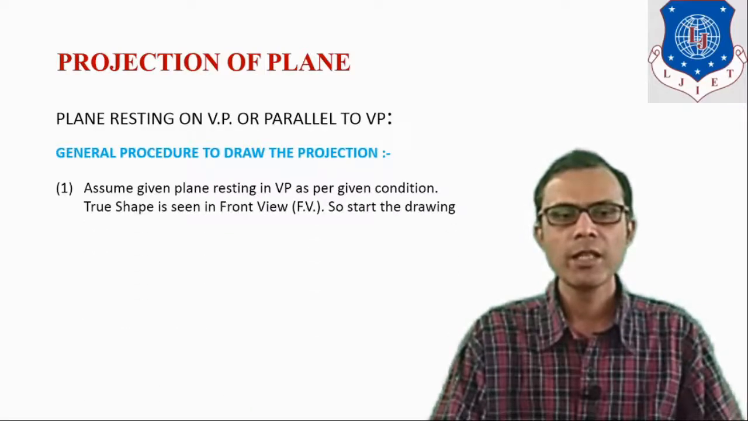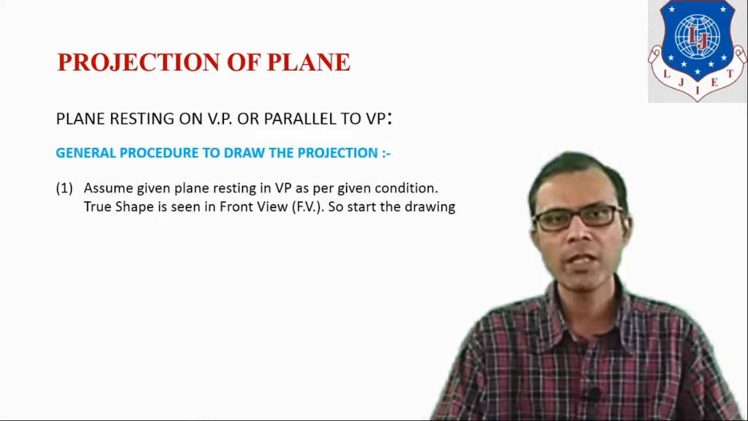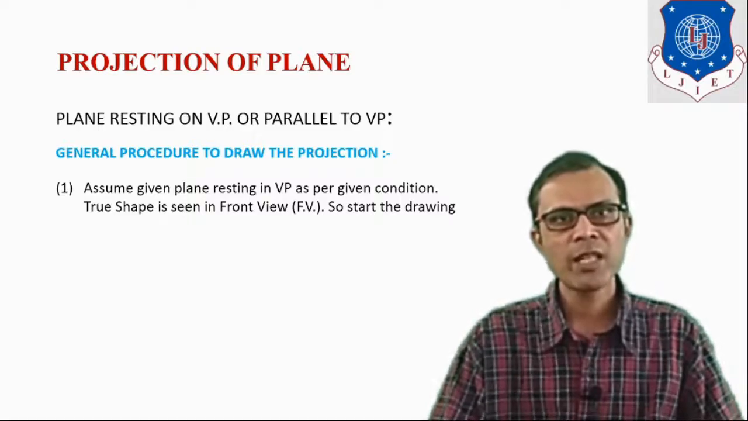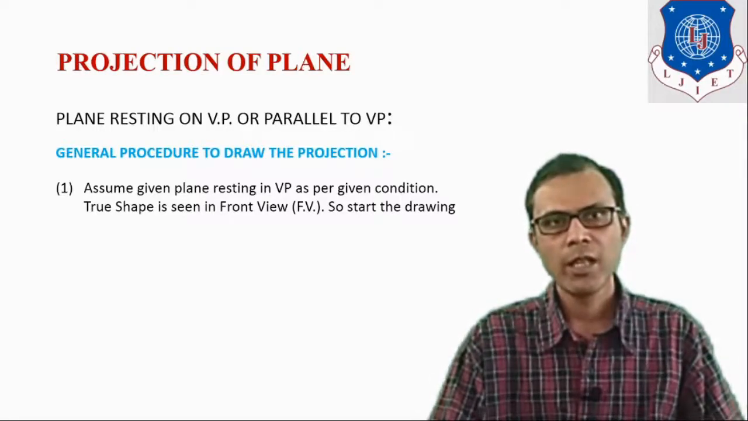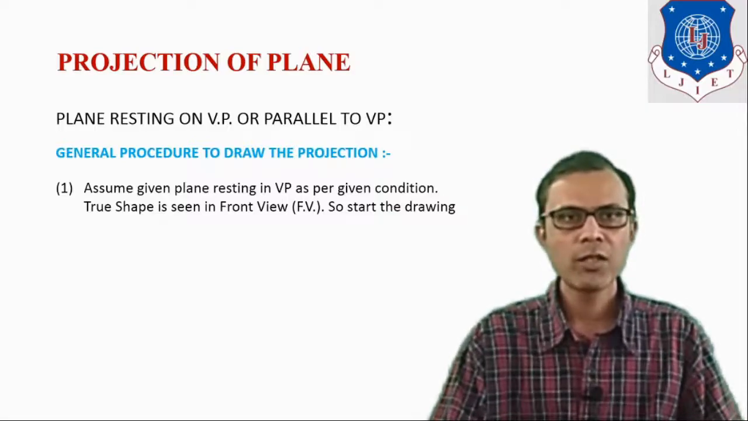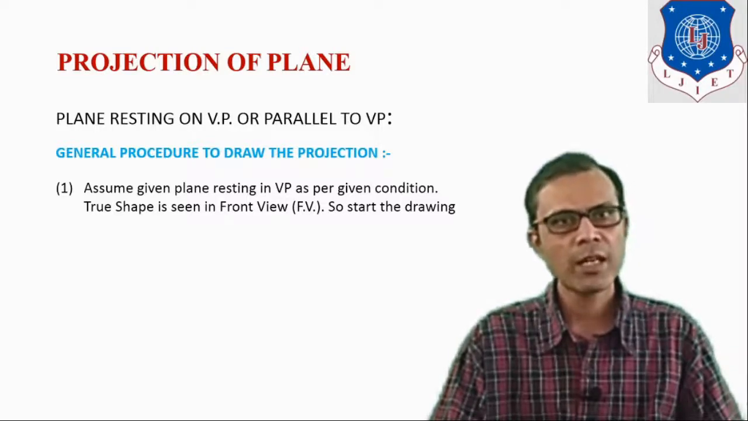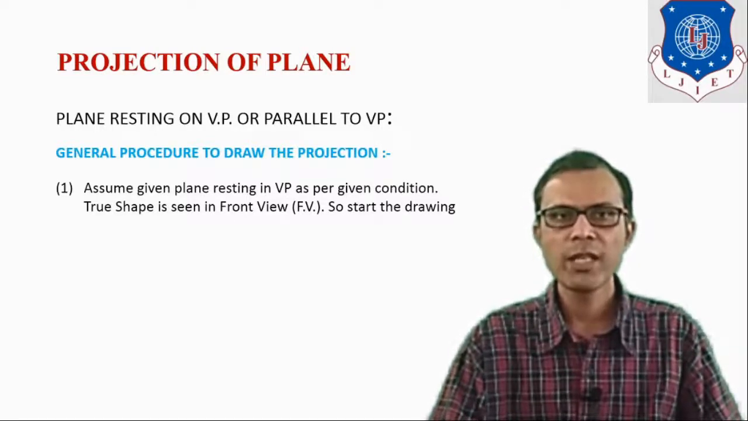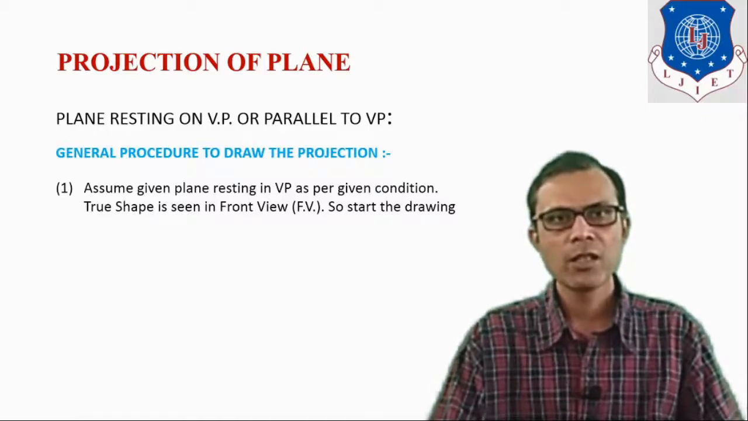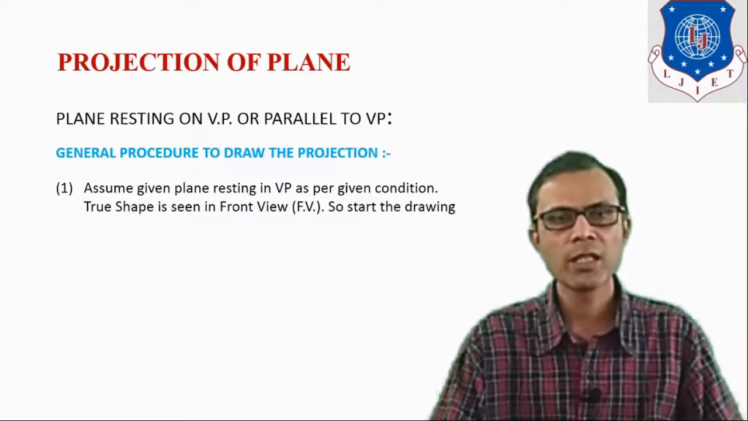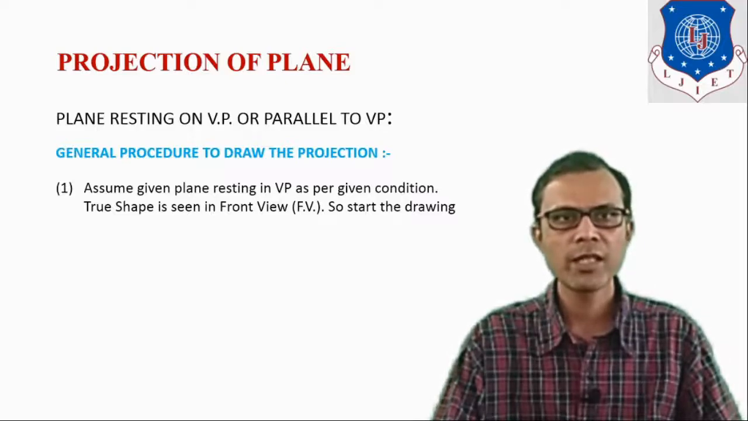When any plane is parallel to VP or it is in VP, its true shape is seen in front view. So we have to start from the front view. As compared to HP resting plane, what is the difference? In case of HP resting plane, the true shape of the plane is seen in top view. So we started with the top view, but here the case is VP resting. So true shape of the plane is seen in front view. So we have to start the drawing from the front view. That is the first important point that you should notice here.